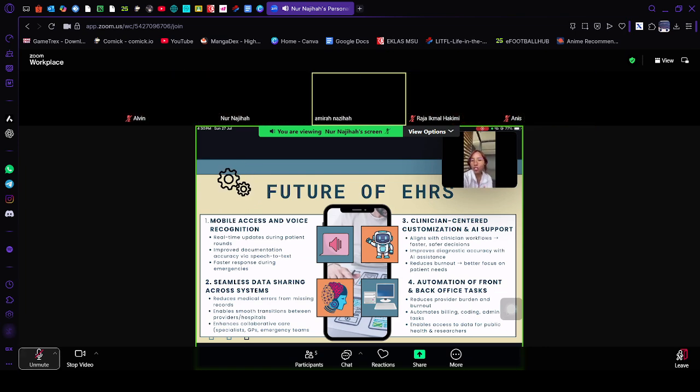Next, EHRs are now designed to match how doctors and nurses actually work. This helps them make faster and safer decisions. AI can also support diagnosis by offering helpful suggestions. And the last one is automation of front and back office tasks. Things like filing, coding, and administration can now be done automatically. Hence, it saves time and reduces workload. Next slide, please.